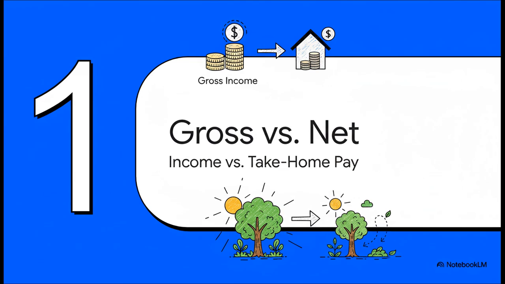Okay, first up, gross versus net productivity. Now, the absolute easiest way to think about this is to picture your paycheck. You've got the total amount of money you technically earned, and then there's the amount you actually get to take home after all the deductions. Well, guess what? Ecosystems work the exact same way.